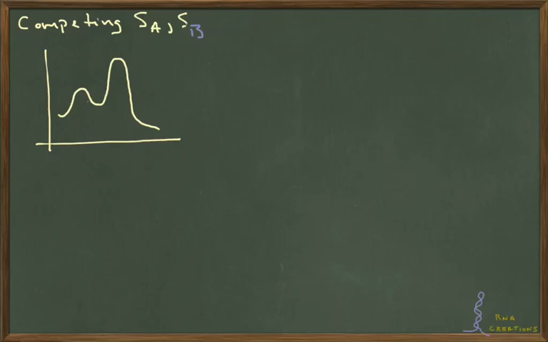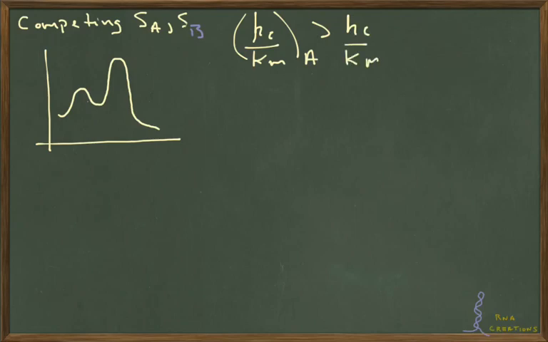Okay, so what we can do is we can let a couple different things happen. So we're going to let A be the better substrate in all cases, just by arbitrary choice. So I'm going to say that kcat over Km for A is going to be greater than kcat over Km for B. So A might be the native substrate, B might be a competing one that's similar but not as good.